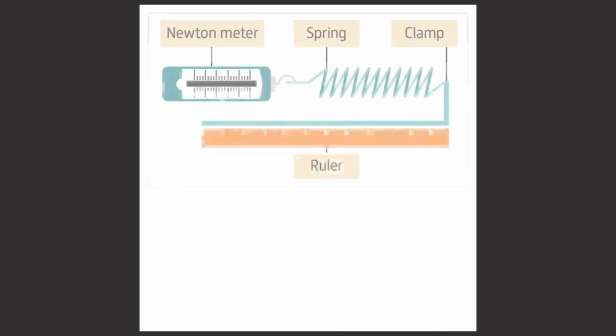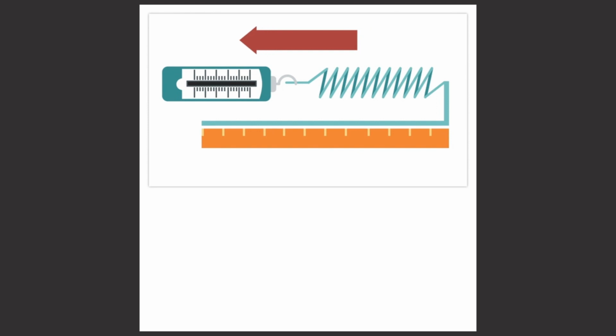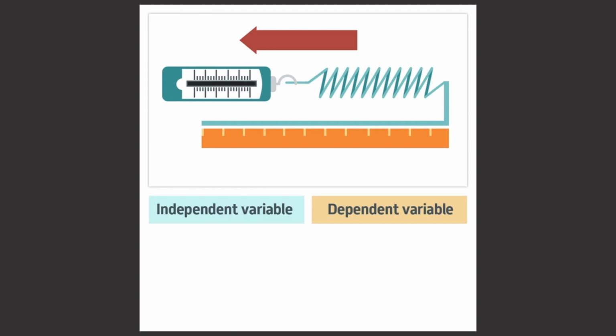In this experiment, you'll need a clamp, a ruler, a Newton meter and, of course, a spring. Clamp one end of the spring to the edge of your workbench. Place the ruler alongside the spring. Then you can pull the other end of the spring using the Newton meter and measure the extension of the spring using the ruler.